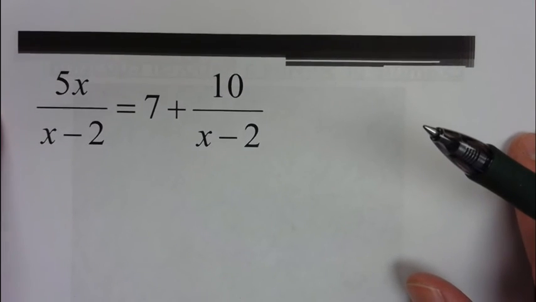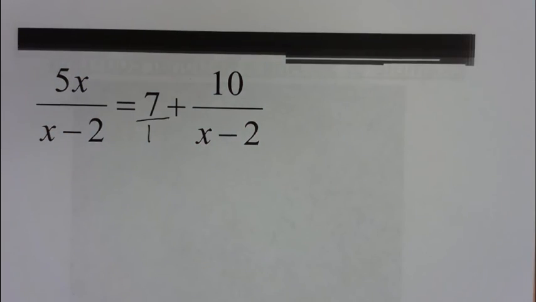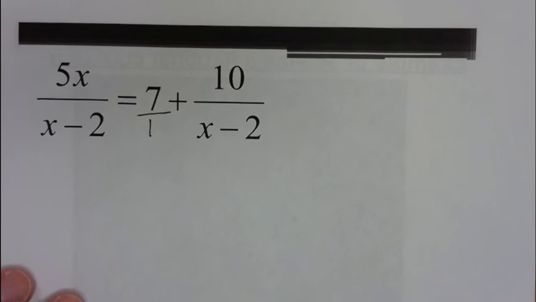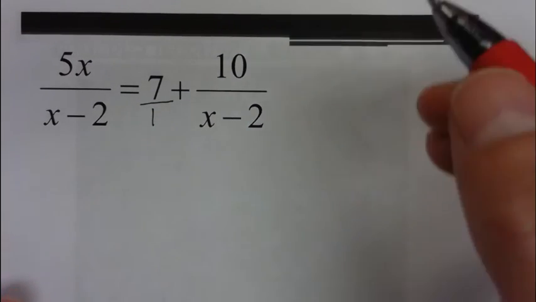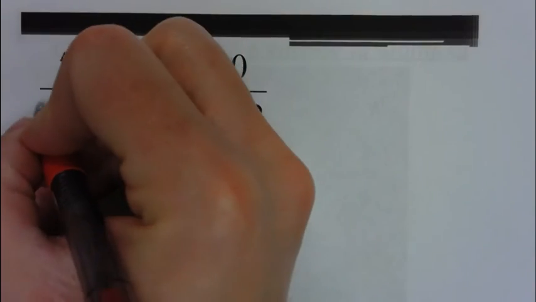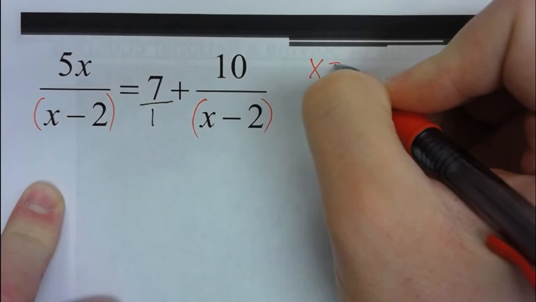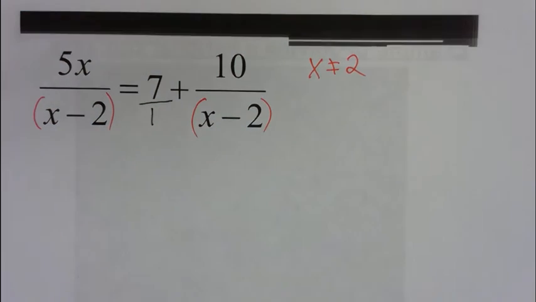So now we have a little bit trickier of a problem. The first thing we want to do is probably put a 1 underneath that 7 so we can treat it like a fraction. Then we want to figure out what numbers we can't use. If we look at these denominators, x can't equal 2, because we don't want to divide by 0, and we would if we had a 2 in for x.